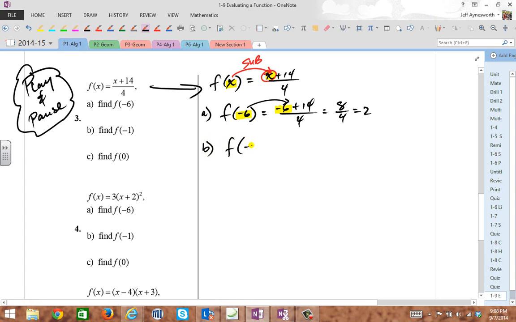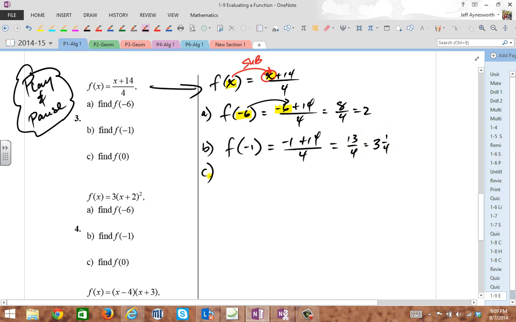Now you try f of negative 1. Pause the video, go for it. All right, time to check your work. We take negative 1 plus 14, divided by 4. That's 13 divided by 4. 4 divides into 13 3 times, with 1 remaining, so you get 3 1/4.